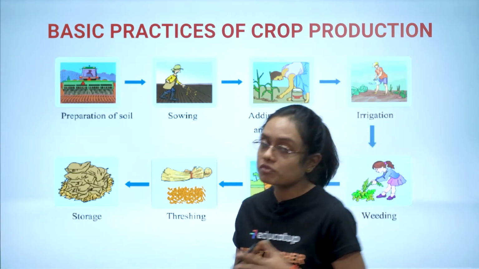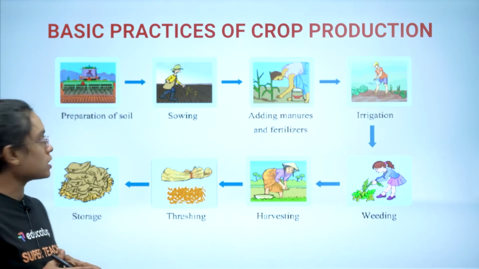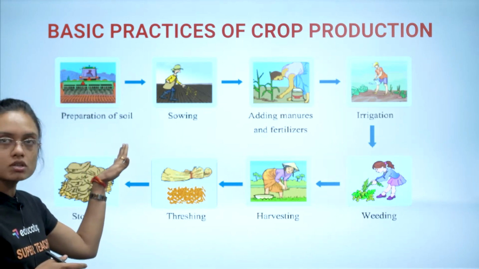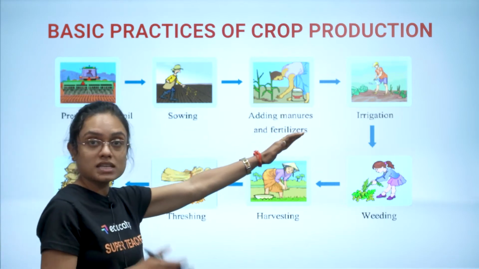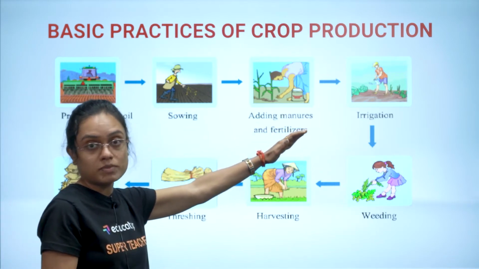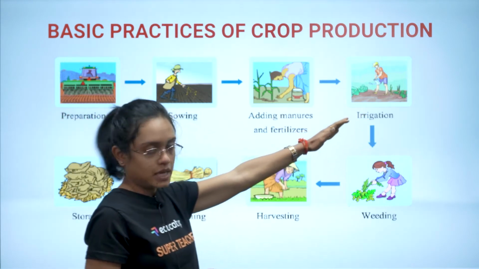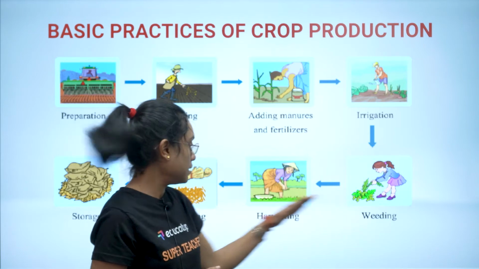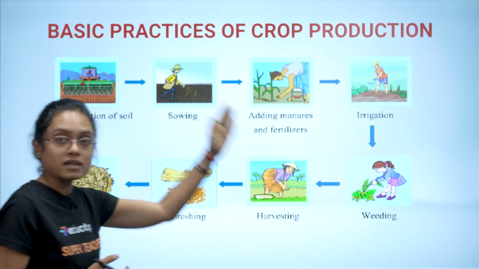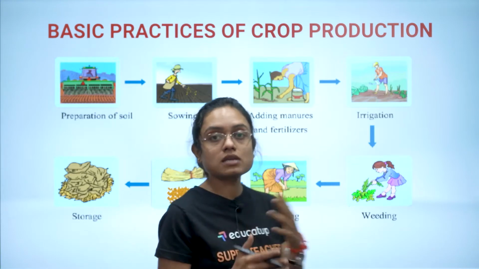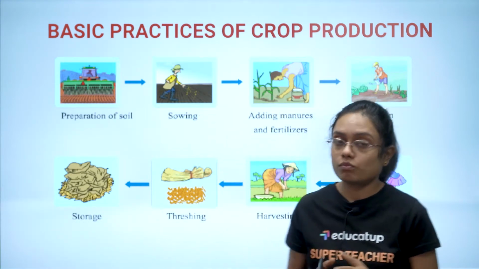Basic practices of crop production. So there are basically 8 practices of crop production. It starts with the preparation of soil, sowing, that means sowing of the seeds, then adding manures and fertilizers so that the seeds can grow much faster and in a better quality, then irrigation, obviously supplying of water, weeding, harvesting, thrashing and storage. So these 8 practices are basically the basic crop production practices which we are going to study now one by one in detail.